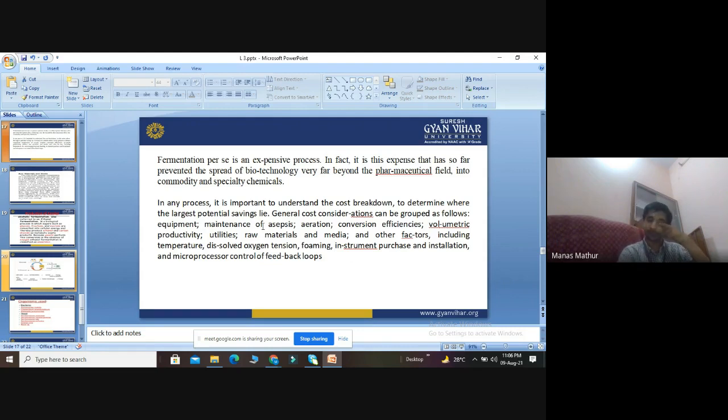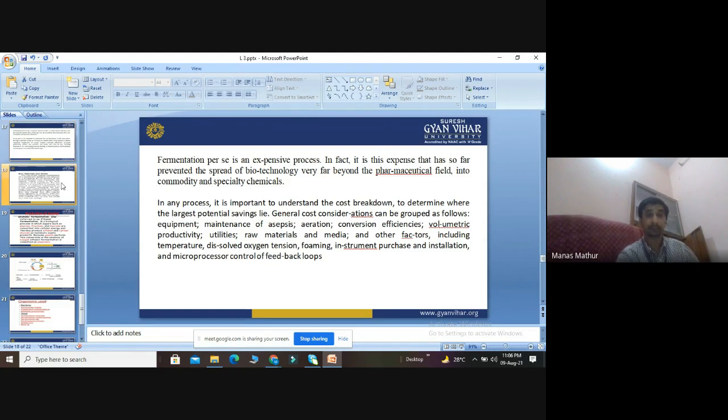Mostly their application in the current scenario is in the pharmaceutical and the dairy industry. They are based on a large number of fermenters to produce large amounts of dairy products and fermentation products, antibiotics also.